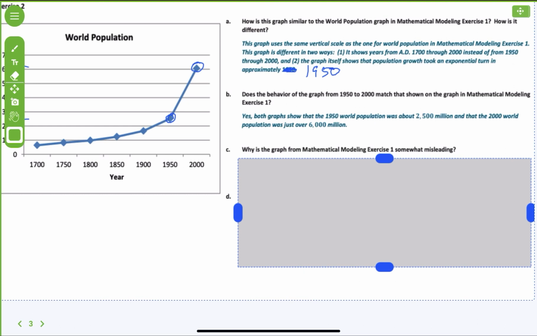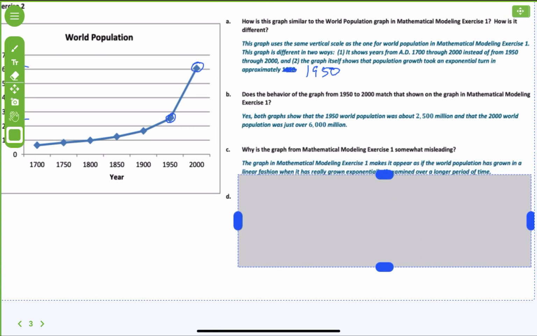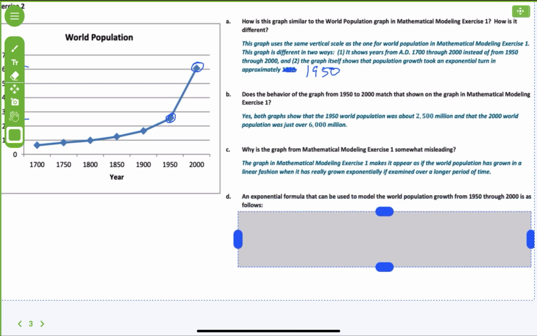And what I mean by that is it showed us that it was a linear growth, whereas if we look at it over a longer period of time, it would represent an exponential growth. So the way they say it is the graph of mathematical modeling exercise 1 makes it appear as if the population has grown in a linear fashion, and it's actually probably grown exponentially if we examine it over a longer period of time, which is exactly what I just said.